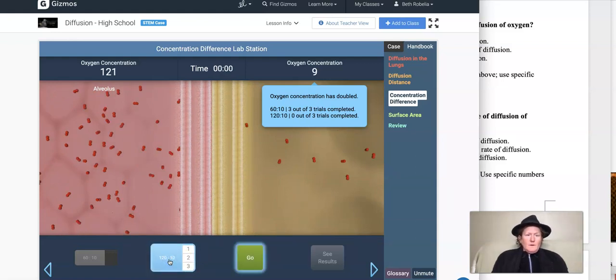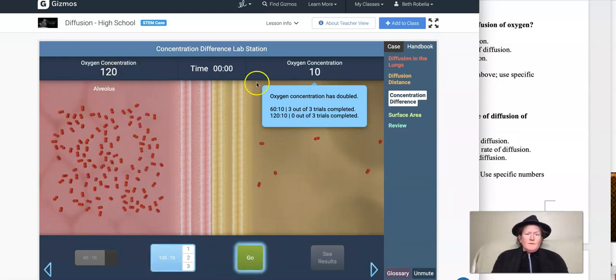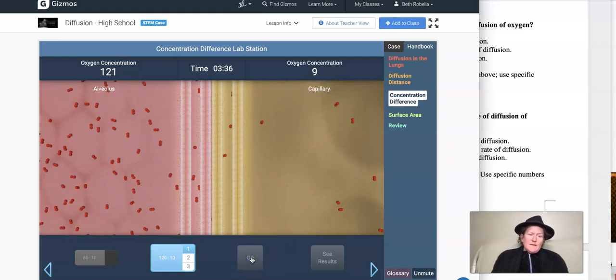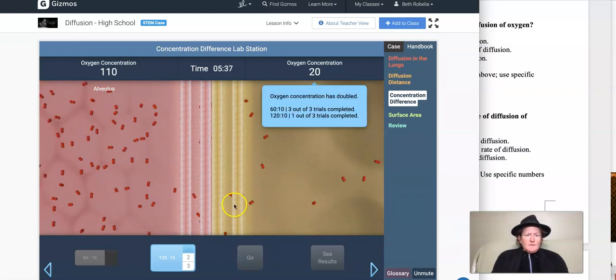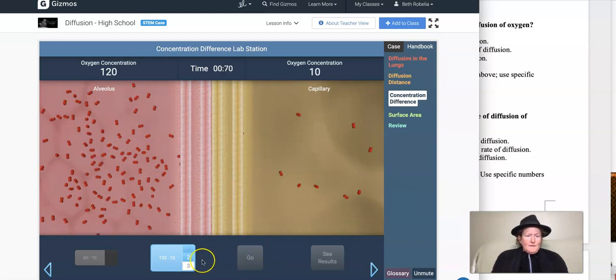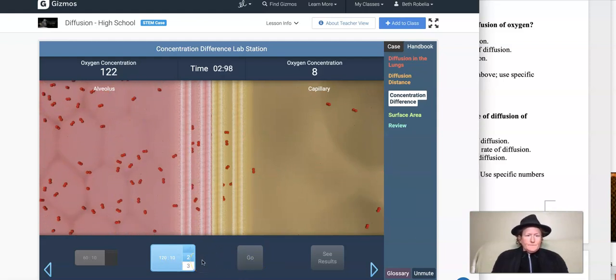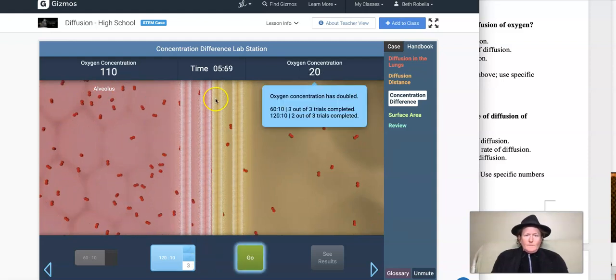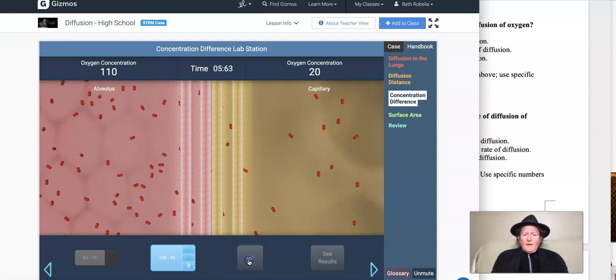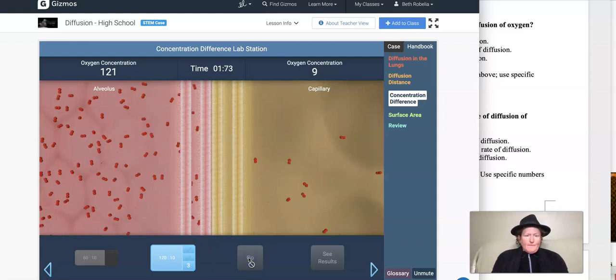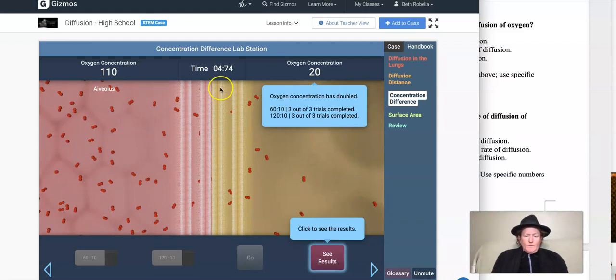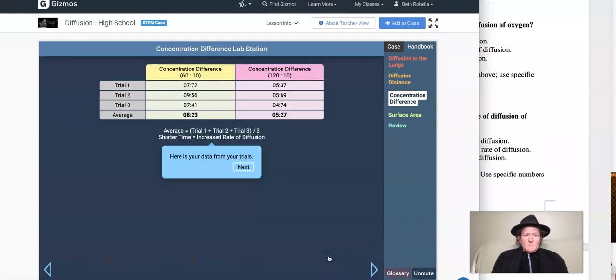We're going to go here and do 120 versus 10. Last time it was between like 7 and 9. This time, I'm guessing it might be a little bit quicker. Let's see when we do our trials here. So it's down to 5. 4 or something. Let's see those results.